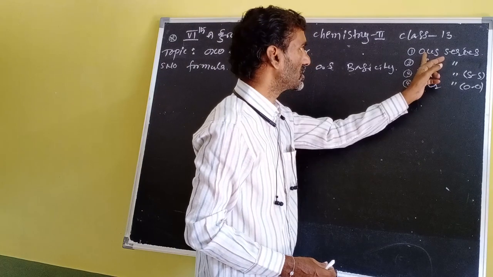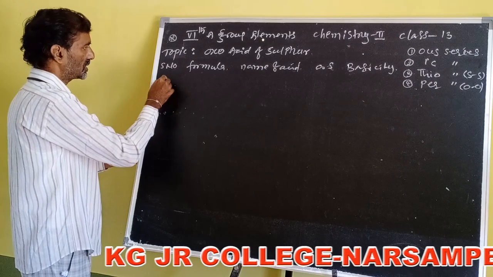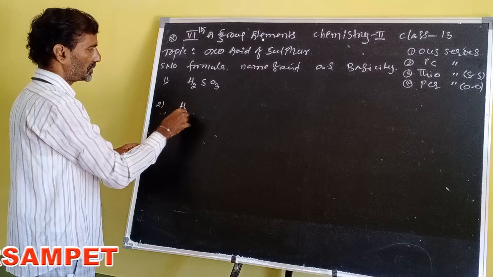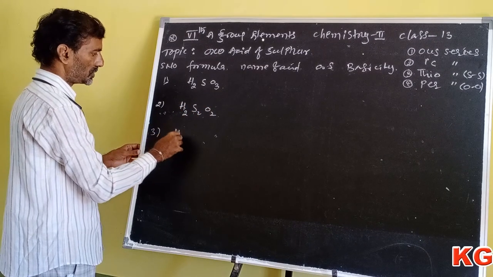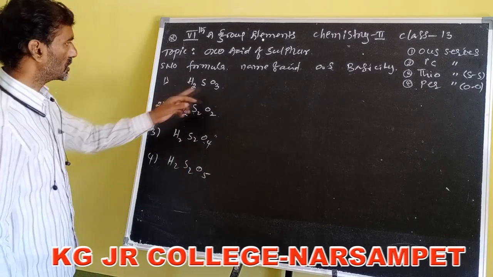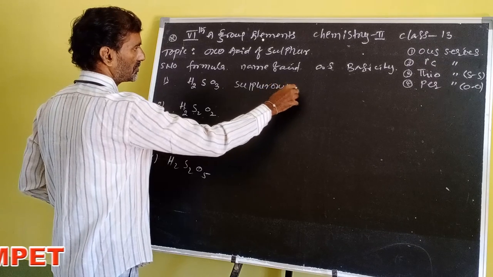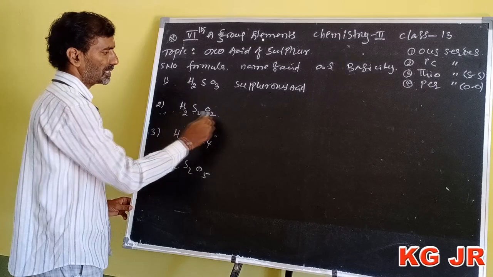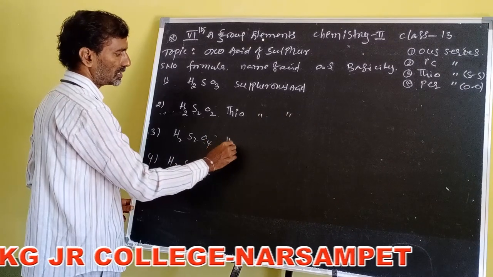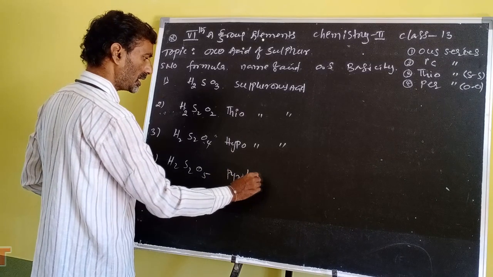First of all, the ous series of acids, that means lower oxidation state of sulfur. So first one, serial number 1, is H2SO3, the name of the acid is sulfurous acid. Next one is thiosulfurous acid, H2S2O2, then hyposulfurous acid, H2S2O4, then H2S2O5, pyro or disulfurous acid.